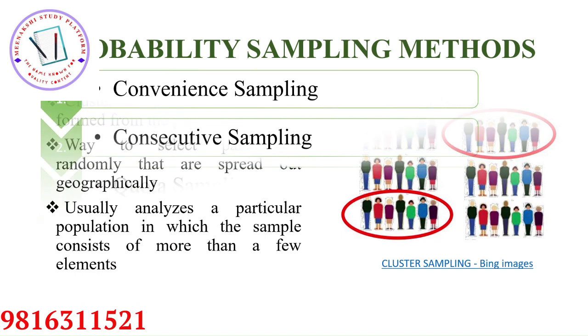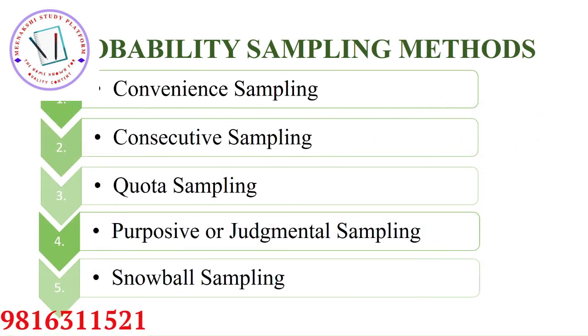Next one is non-probability sampling. It is also of five types: convenience, consecutive, quota, purposive, and snowball. Let us discuss all these one by one.